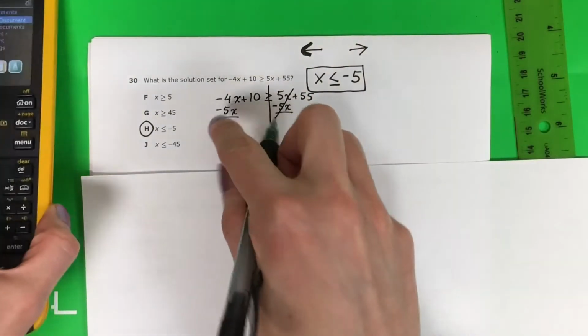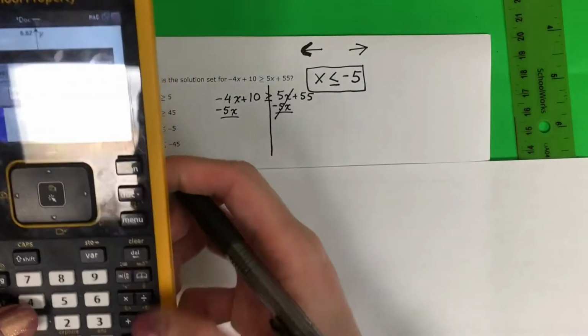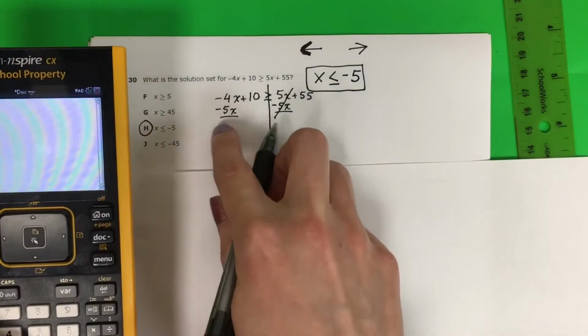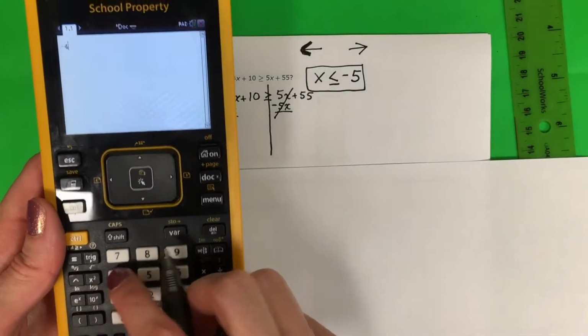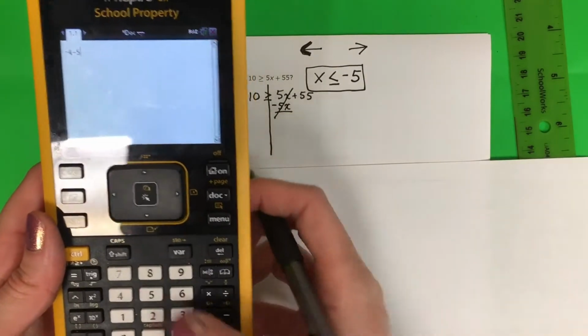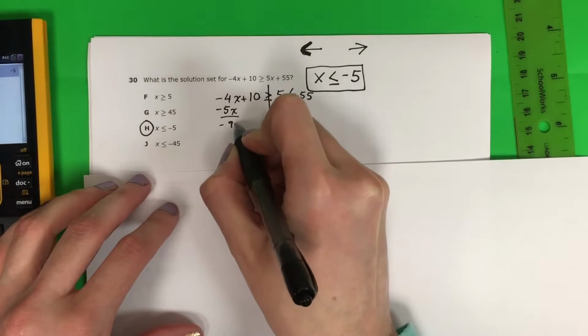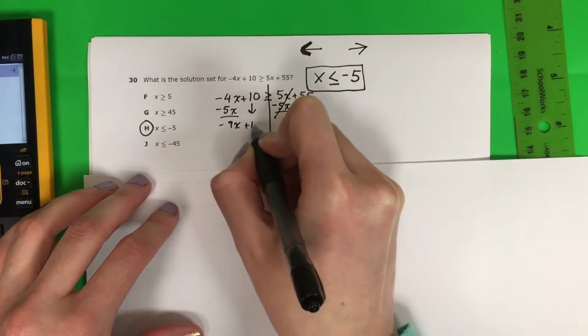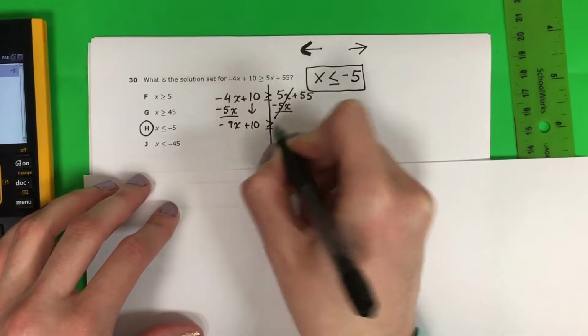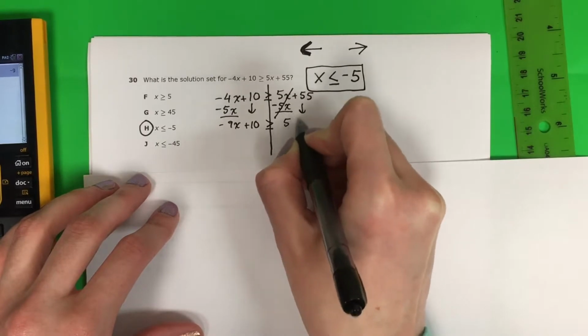Okay, so let's go ahead and put in the calculator. Negative 4 minus 5. Negative 9. Negative 9x, copy down plus 10. Copy greater than or equal to, copy 55.